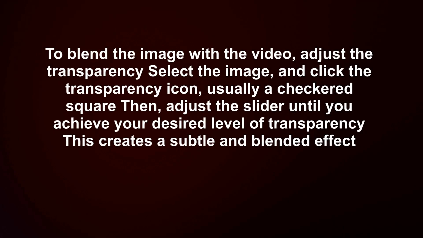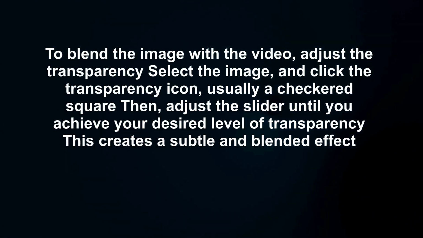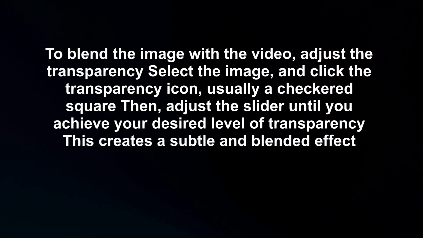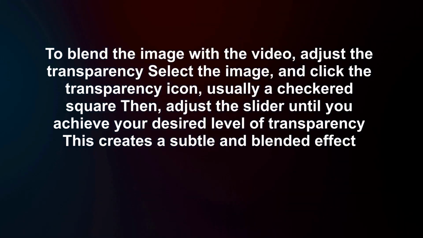To blend the image with the video, adjust the transparency. Select the image, and click the transparency icon, usually a checkered square. Then, adjust the slider until you achieve your desired level of transparency. This creates a subtle and blended effect.